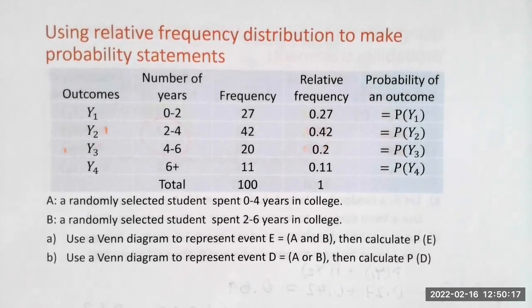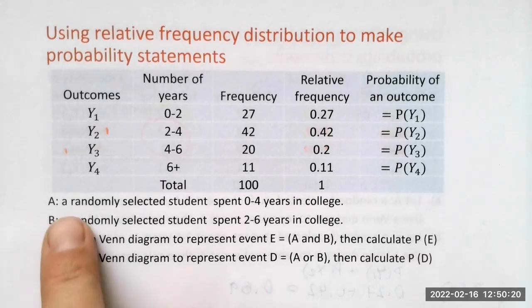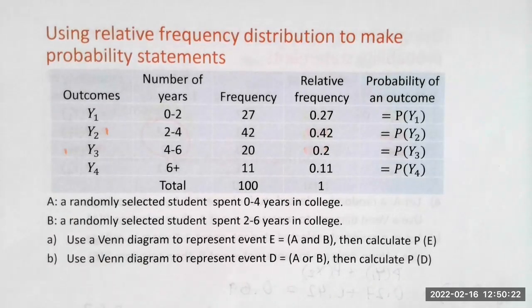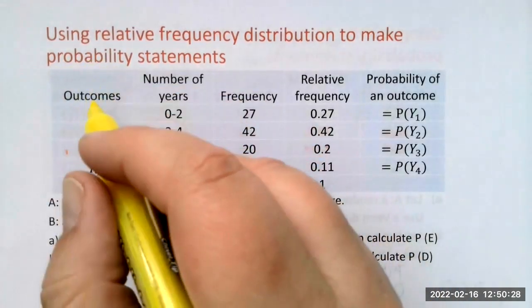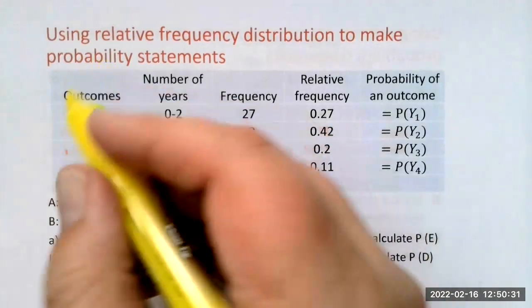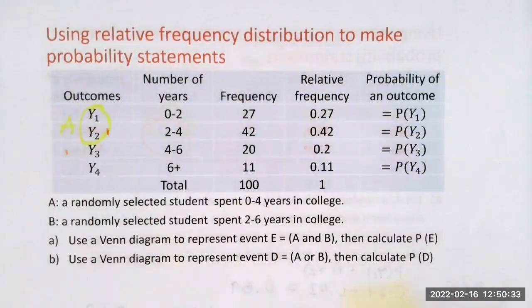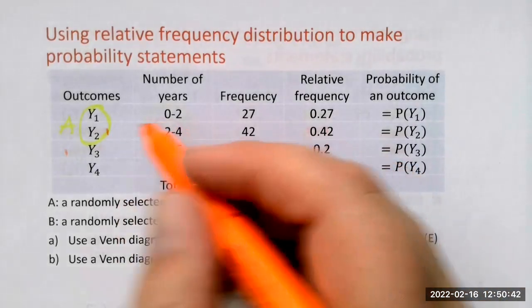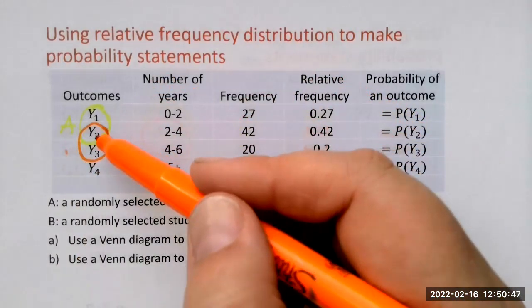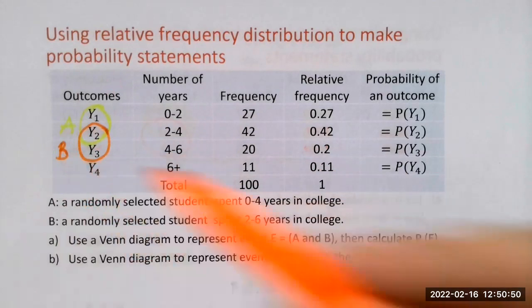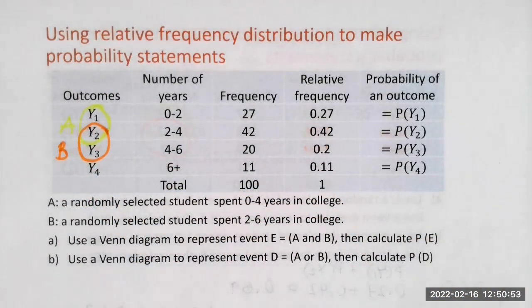Let's take a look at a couple other statements. Again, we have event A, that a randomly selected student spends 0 to 4 years in college. And we already said that that would include outcomes Y1 and Y2. That's our event A. And event B is that a randomly selected student spent between 2 and 6 years in college. So that would include outcomes Y2 and Y3. That's our event B. And this is our Venn diagram.